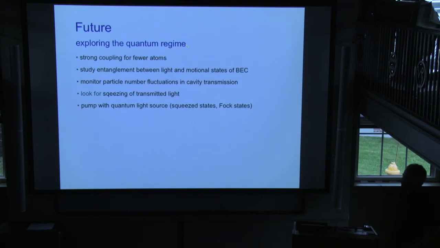So that's something we want to do now, and we are already in deep trouble. I don't have any results on that to show. It's much harder than what we've done so far. So first, we are now into strong coupling for much fewer atoms, not 100,000 or 50,000, but 40 or 50 atoms. Then we want to study entanglement between the light and the motion states of the BEC.